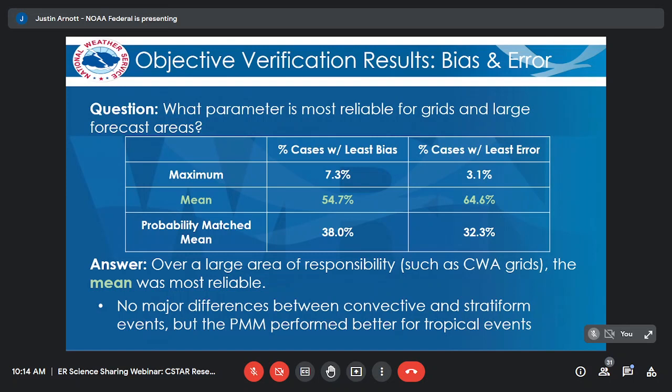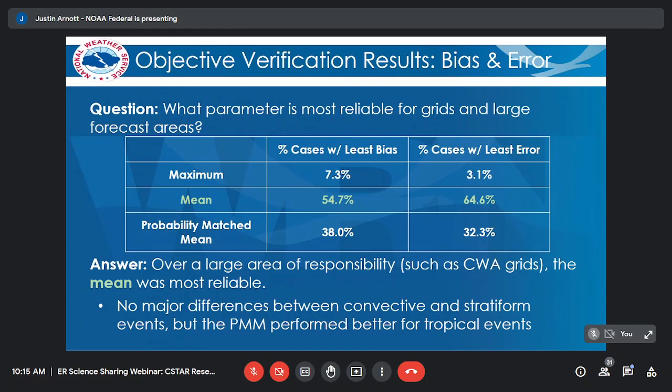And as you would expect over the course of longer time frames, the mean is the most reliable. It has the least bias in most cases, and it has the least error in most cases. But you can also see that the probability matched mean gives you a bump up over the max. The max is not what you're going to be using.